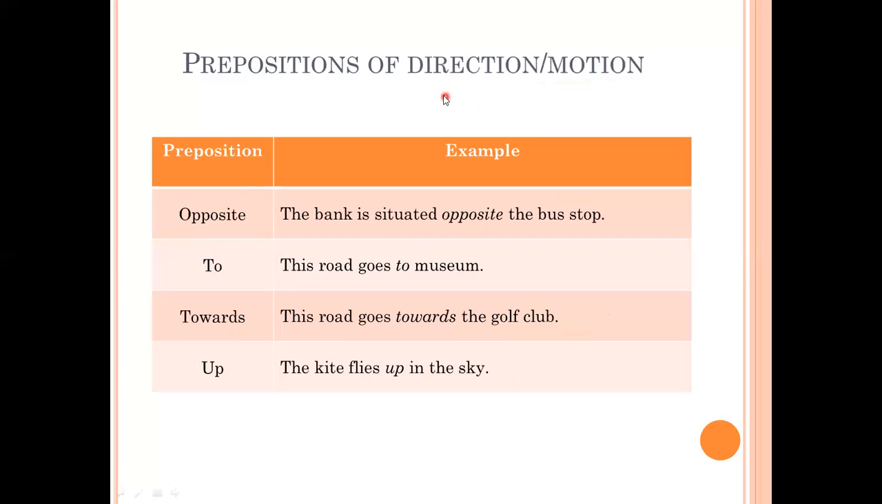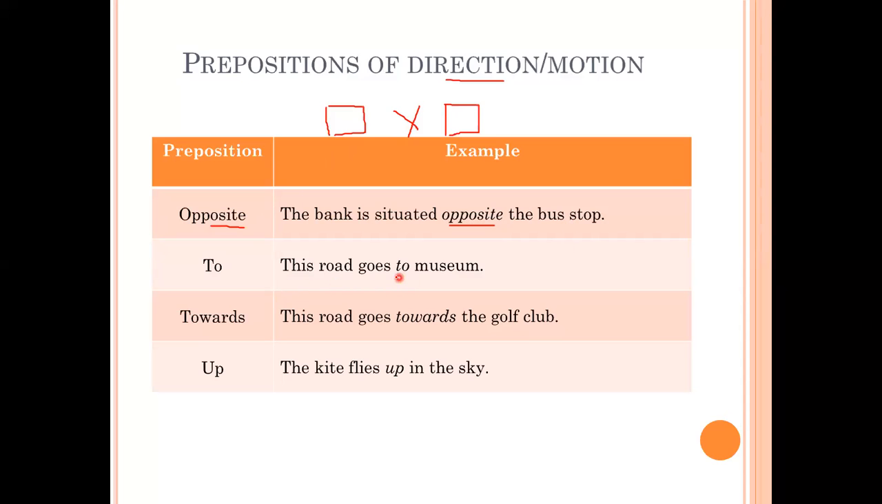Then here is the next slide that talks about prepositions of motion. They can be prepositions of direction as well. First of all, here it is opposite. The bank is situated opposite the bus stop. You can imagine, suppose this is a bank and here is the bus stop. In that case, you'll come to know they are opposite of each other. So the bank is situated opposite the bus stop, like this.